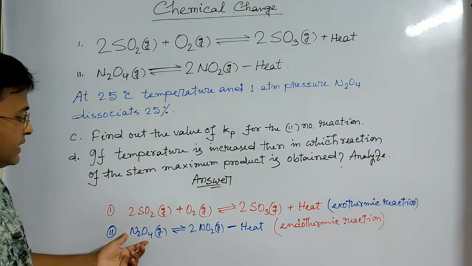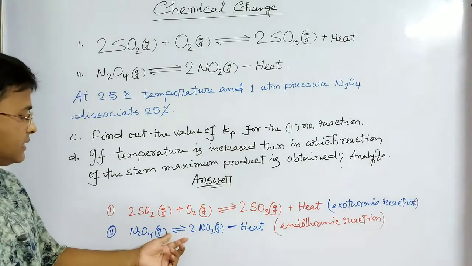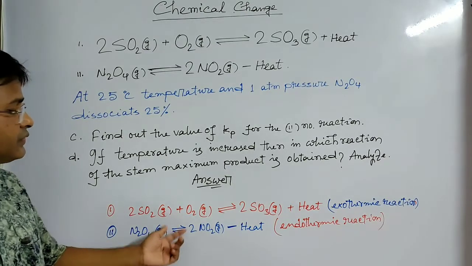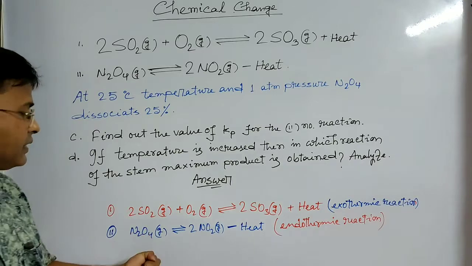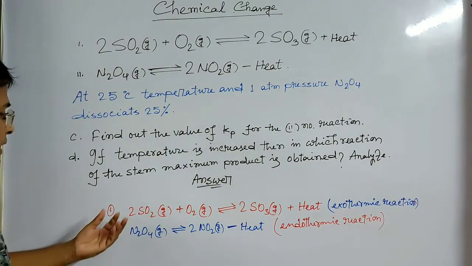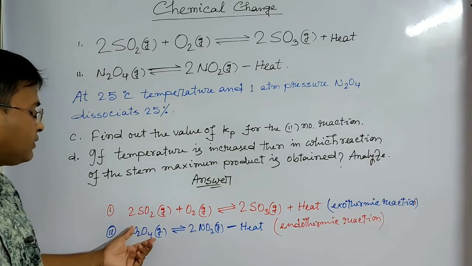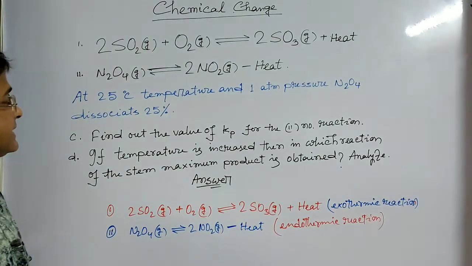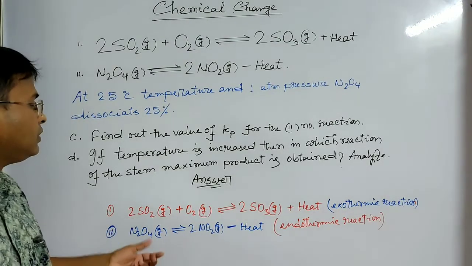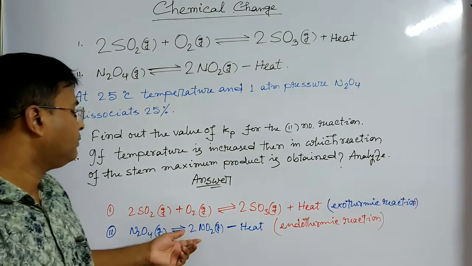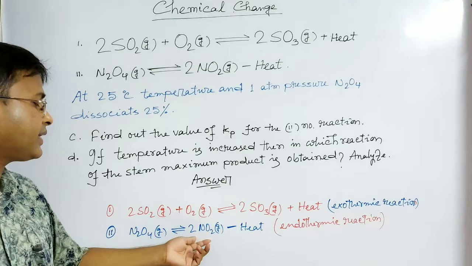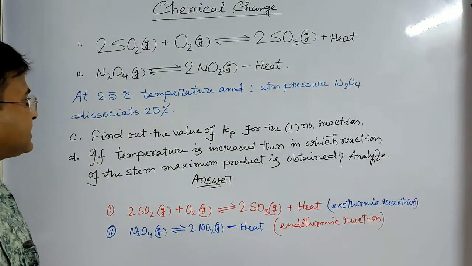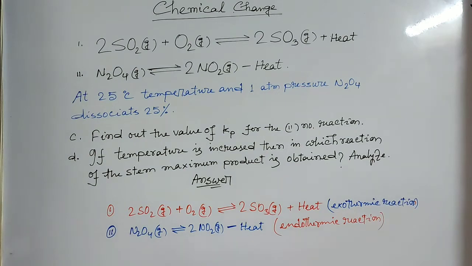And if we increase temperature, the equilibrium of the reaction shifts forward to absorb the change of heat, and when the equilibrium shifts forward, more nitrogen dioxide is produced. So I can say in case of reaction 2, if we increase the temperature, maximum product is obtained. That's all about this creative question. This is a very important creative question for you, my dear students.